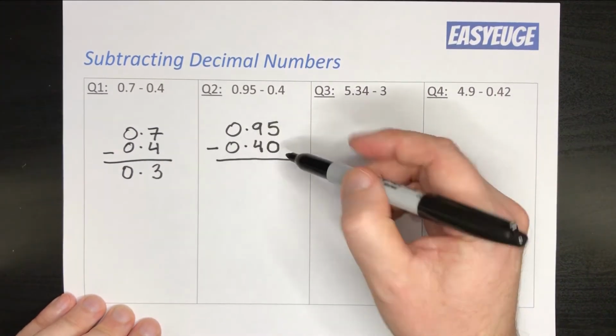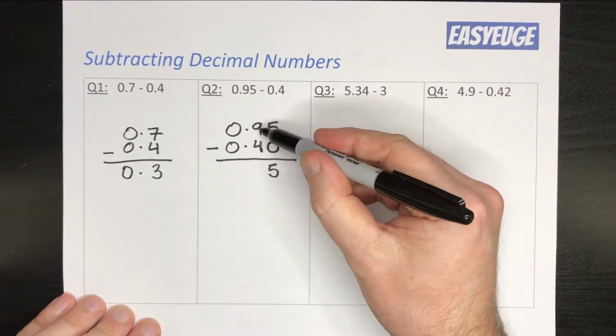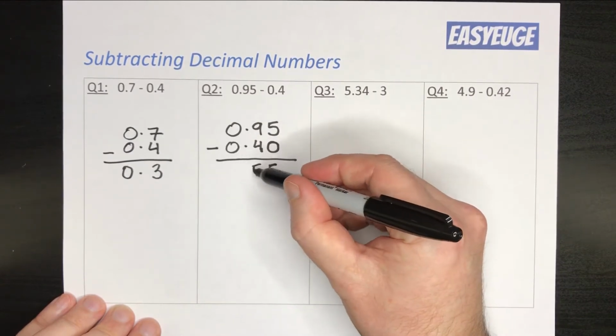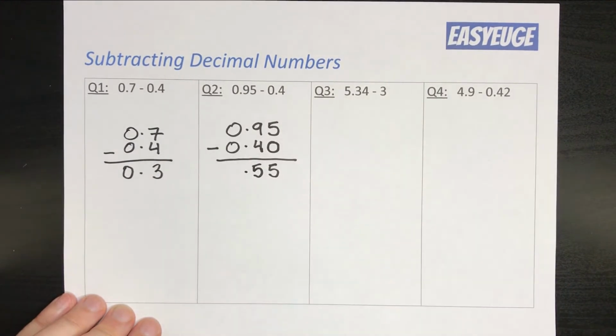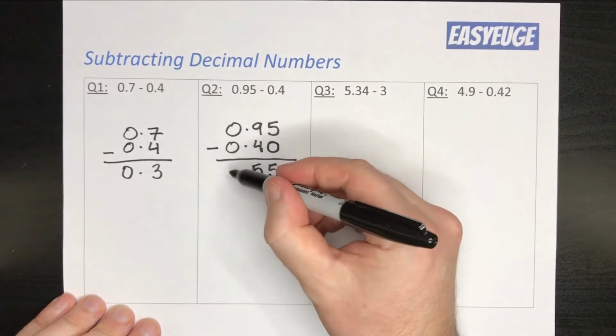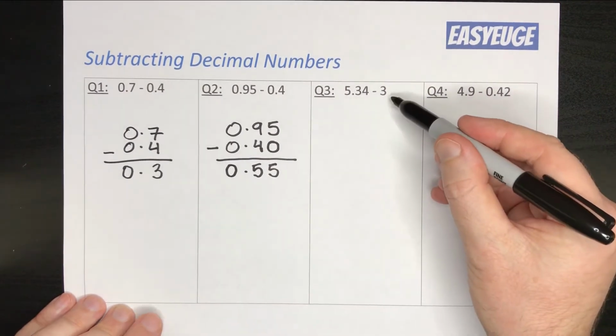5 take away 0 is 5. There we go. 9 take away 4 is 5. The decimal point just moves straight down. And 0 take away 0 is 0. So the answer is 0.55. Moving on again to the next question.